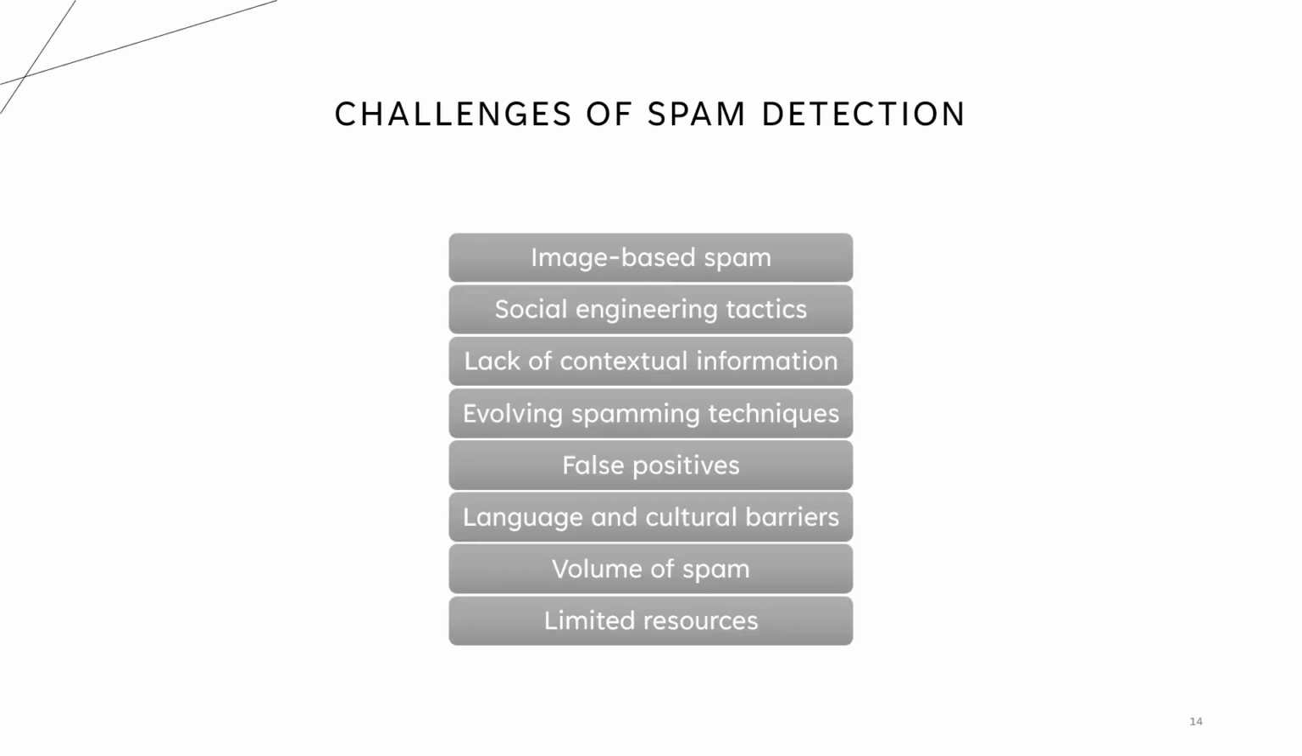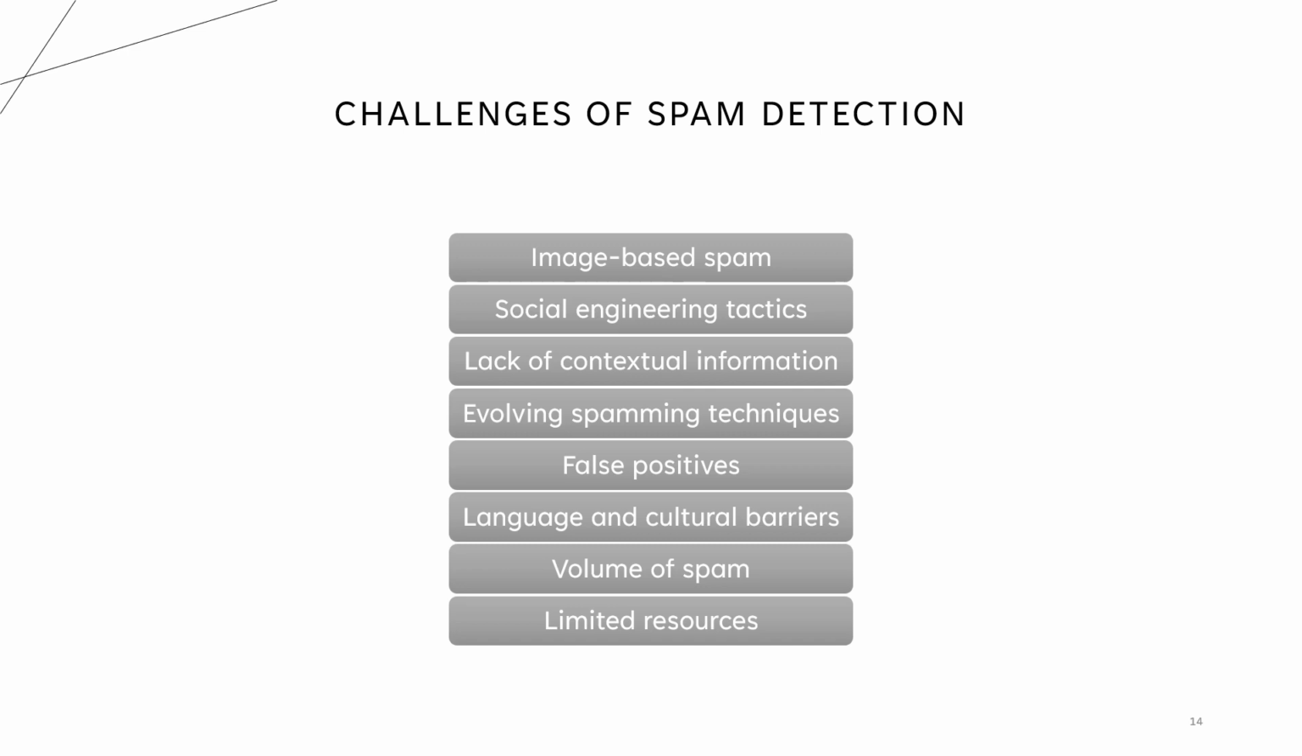Now let's see what are the challenges of spam detection. Image-based spam. Many spam emails contain images instead of text, which can be difficult to analyze using traditional spam filtering techniques. Social engineering tactics. Spammers often use social engineering tactics such as phishing to trick users into opening spam emails. This can be difficult to detect using automated techniques.